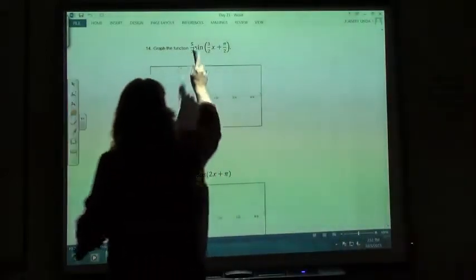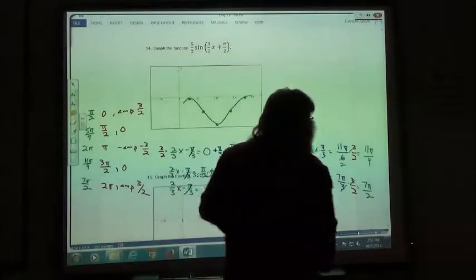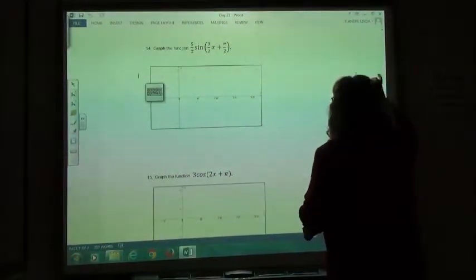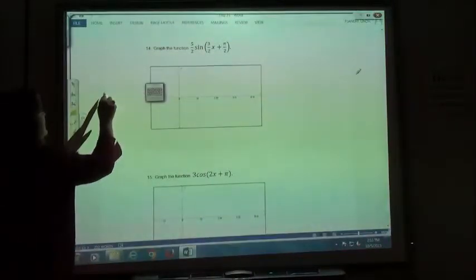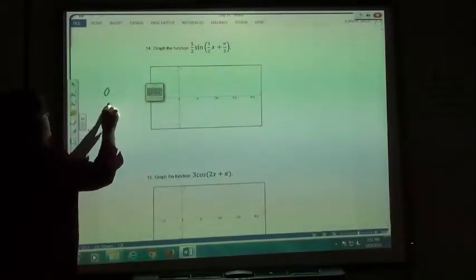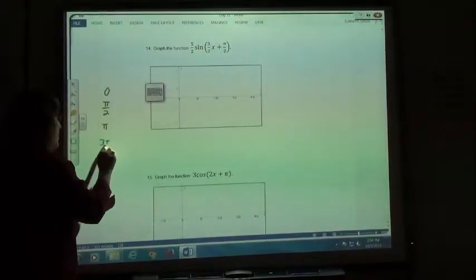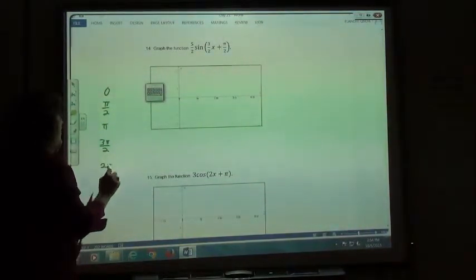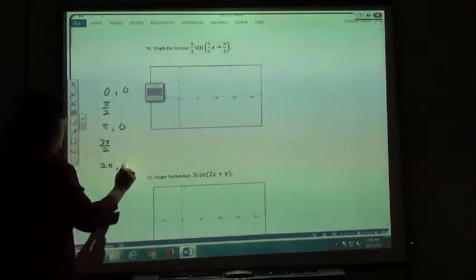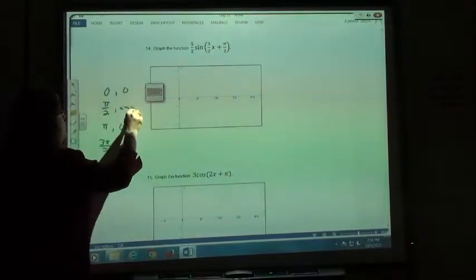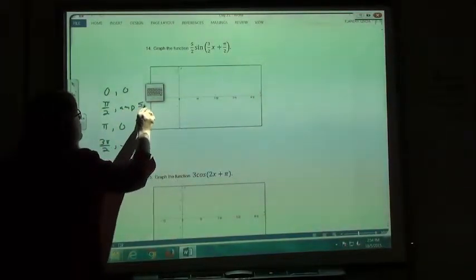So this time we're doing the sine curve. Whoops, it doesn't want to erase the board. It wants to do that one over. Sine curve: 0, pi over 2, pi, 3 pi over 2, and 2 pi. Since it's a sine curve, 0, 0, 0, and my amplitude and the opposite of my amplitude, which is 5 over 2.